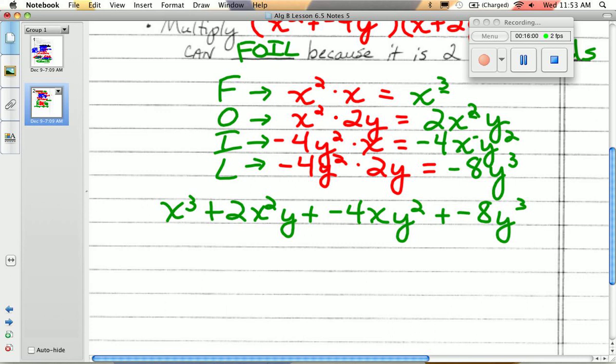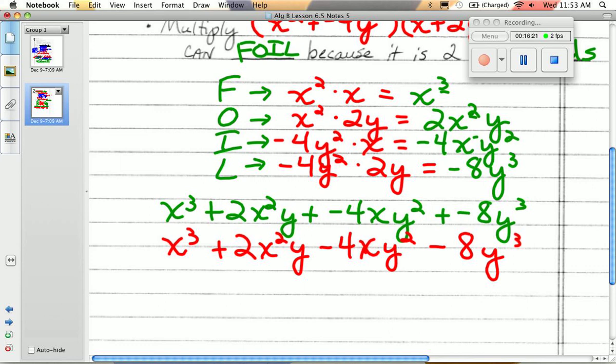No like terms this time. So we just bring them all down into an addition problem and clean it up. X cubed plus 2x squared y minus 4xy squared minus 8y cubed. There we go.